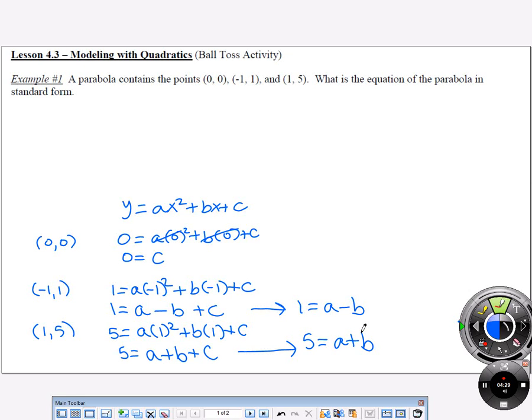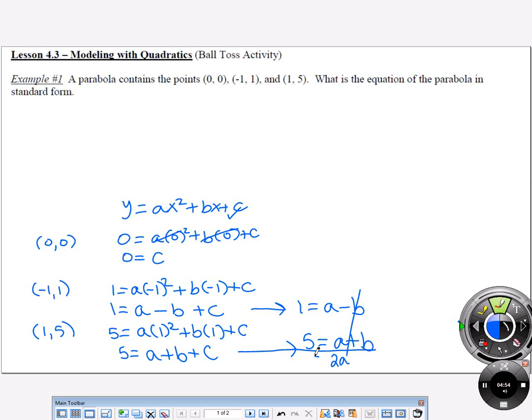So I know that C is 0, but to write a complete equation, I need to know an A value, a B value, and a C value. So C has been found. I don't know A or B, but I know this. How would I solve for A and B? Koji? Good. So I would do substitution or elimination. In this case, I'm going to do elimination because it looks like it's lined up nicely.